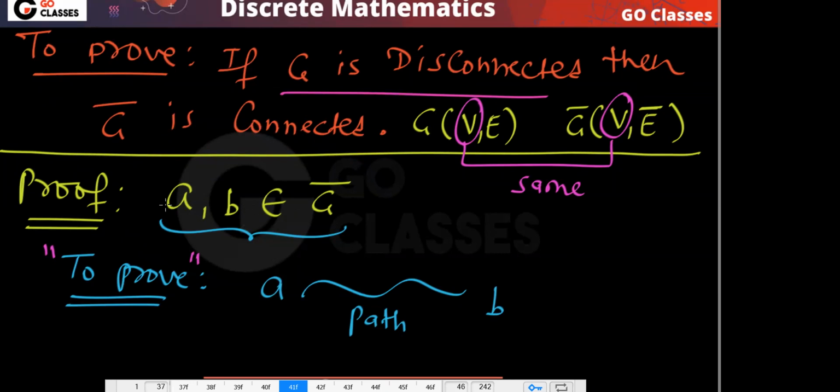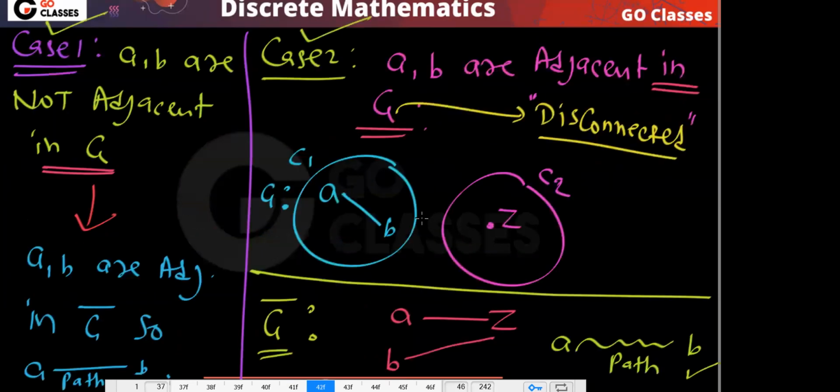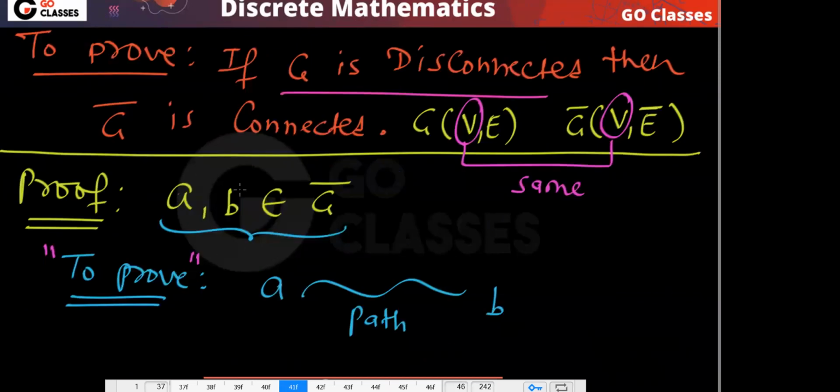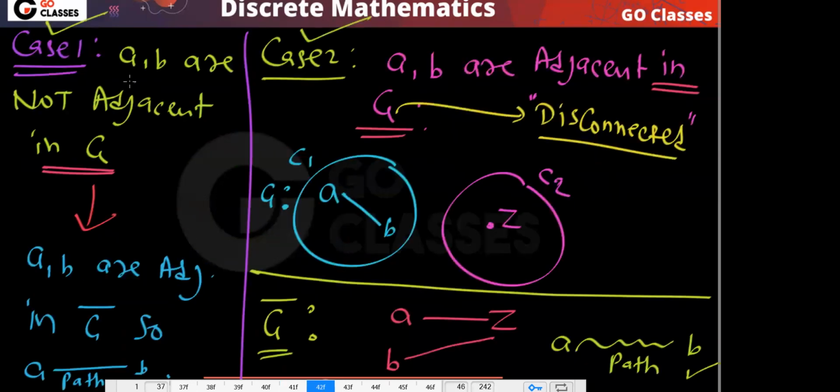Everyone else, is this clear? This is what we have to prove. Now tell me one thing. Two cases are possible for these two vertices because the vertex set is the same. G and G bar have the same vertex set. So for these two vertices, you can check what happens in G. Two things can happen: either they are not adjacent or they are adjacent.